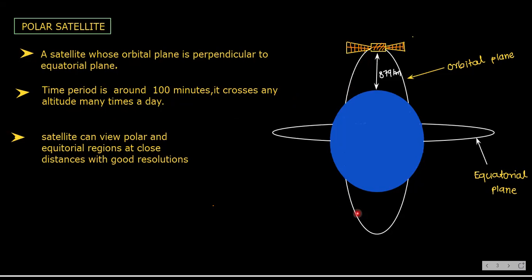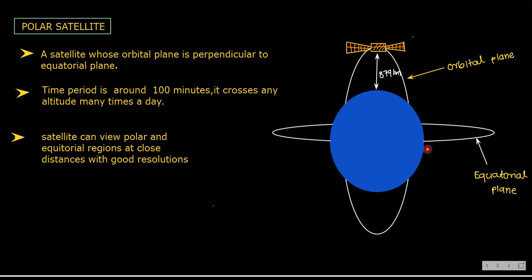That's why it is very easy to view polar and equatorial regions at close distances with good resolution. At close distances with good resolution, we can see whatever is on the equator as well as the poles, and that's why it is very useful. The satellite view we are watching now in maps, like Google Maps, is all these things only.